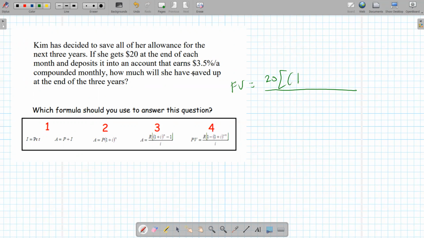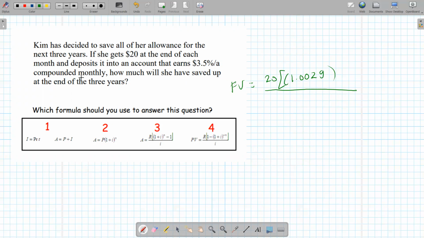Do I divide it by 12? Yeah. So you divide 0.035 by 12, right? Oh, 0.035, because you got to take it into a decimal first. 0.0029. Yeah, and then you can just add that with the 1, to the power of n.